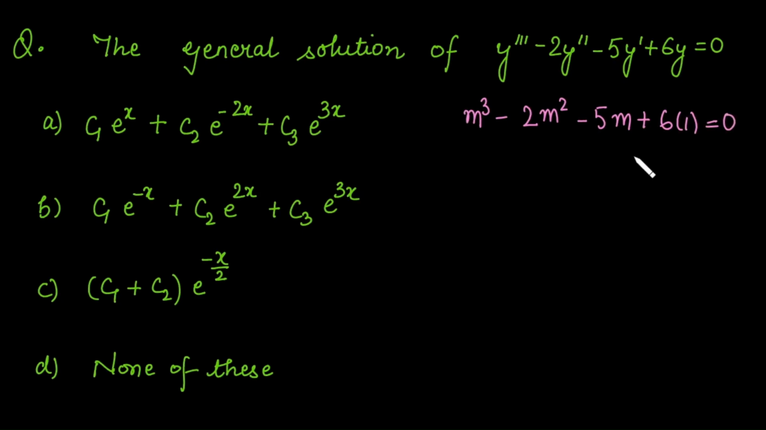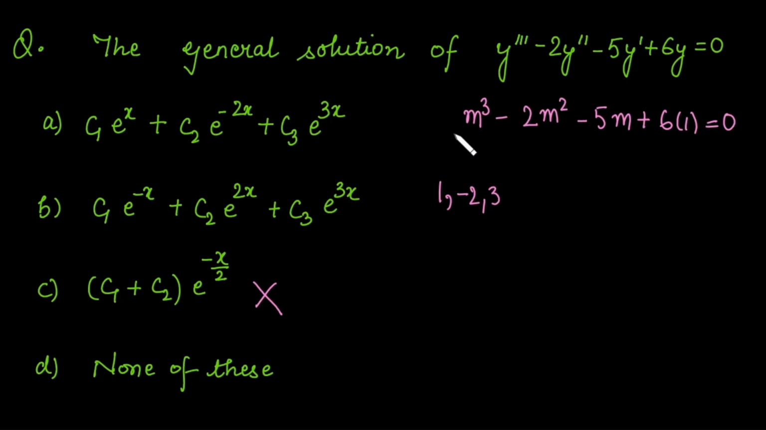Now rather than finding the roots, we can use the options. According to these options, C is directly discarded. Why? Because this is a third order differential equation, so definitely it contains 3 constants, and in this case, we have only 2 constants. So from option A, it says that the roots are 1, minus 2 and 3. So let's check whether it satisfies this auxiliary equation or not.